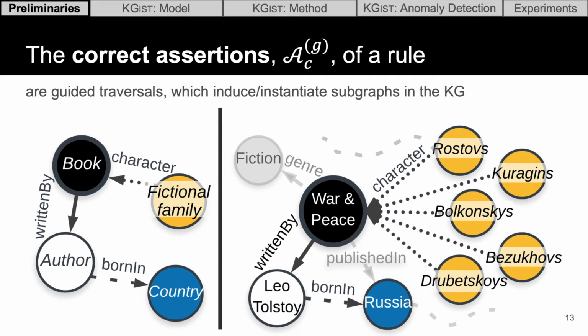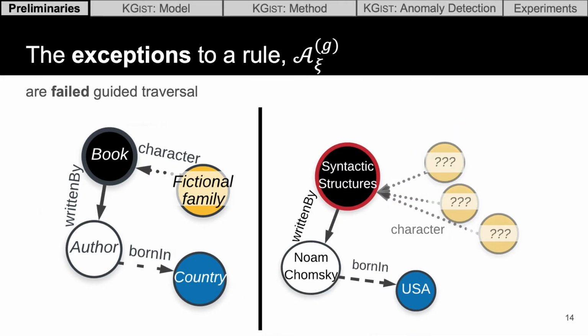When a rule asserts things about a particular node, it induces a subgraph around that node. For example, the rule that we described in the last slide applies, among other things, to War and Peace, a book. It asserts that it should have some fictional family characters, and in this case, these are the 5 characters it has. It also asserts that it should be written by an author, in this case it's Leo Tolstoy, and that author should be born in a country, in this case, Russia. So this induces a subgraph, and it does so by following the guided traversal implied by the rule. The set of all these traversals are called the rule's correct assertions.